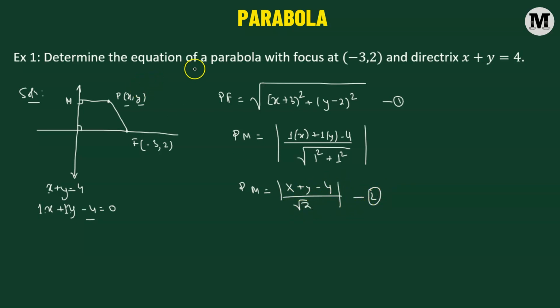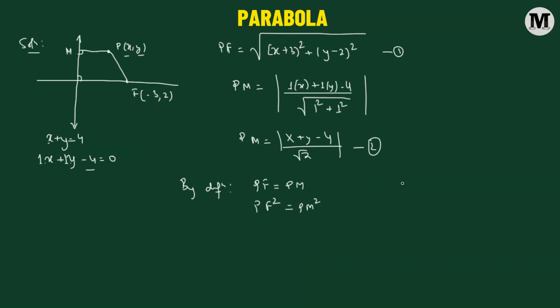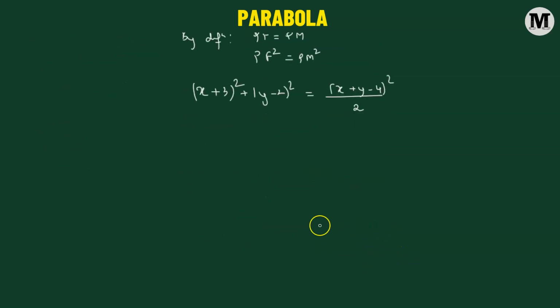Now in the problem itself, we are being asked to find the equation of the parabola. From the definition, we know that these two distances, PF and PM, must be equal, because the point P is going to be equidistant from both the focus as well as the directrix line. So let's square it. PF squared will be equal to PM squared, meaning we're going to equate equation 1 and equation 2. On the left hand side, we have x plus 3 whole squared added to y minus 2 whole squared. This will be equal to, squaring PM gives us x plus y minus 4 whole squared divided by square root of 2 squared. That's simply 2.